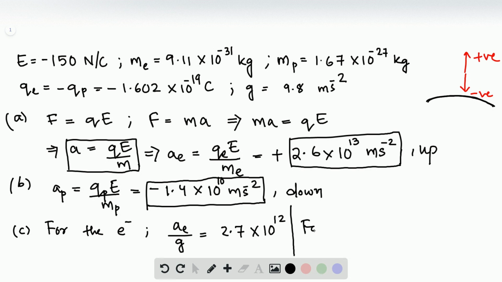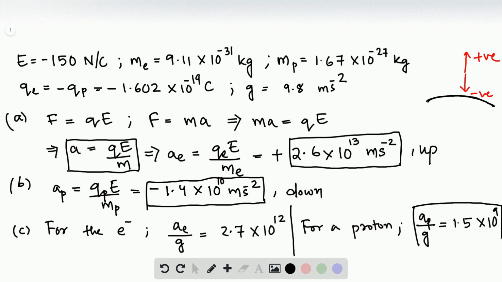Similarly, for a proton, the ratio will be acceleration of the proton over g, and this value is 1.5 times 10 to the power 9. So these are the ratios of the acceleration over gravity for the electron and proton.